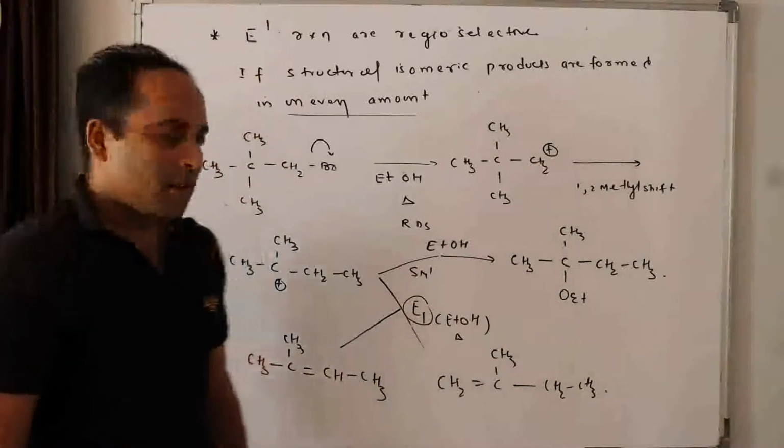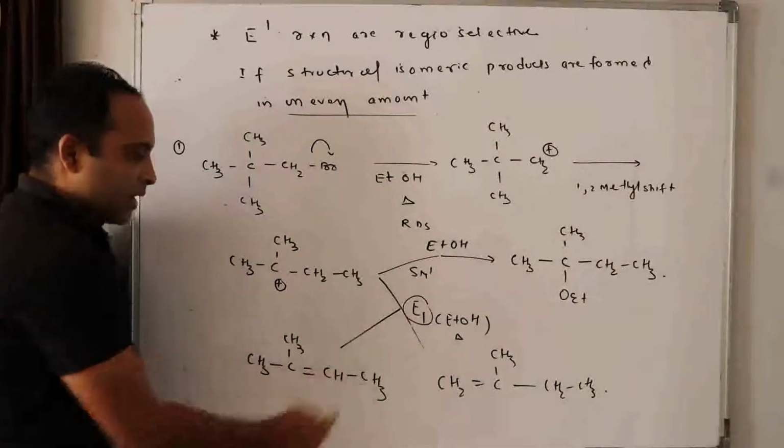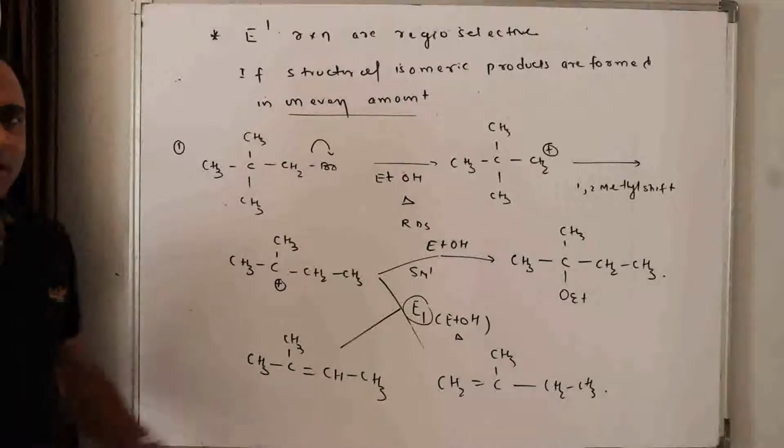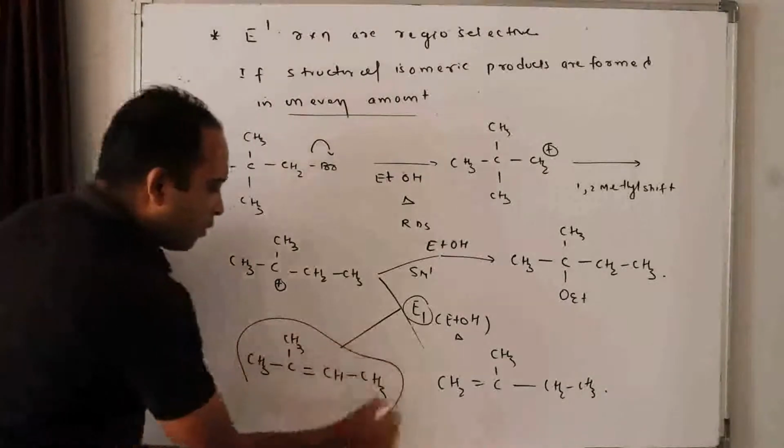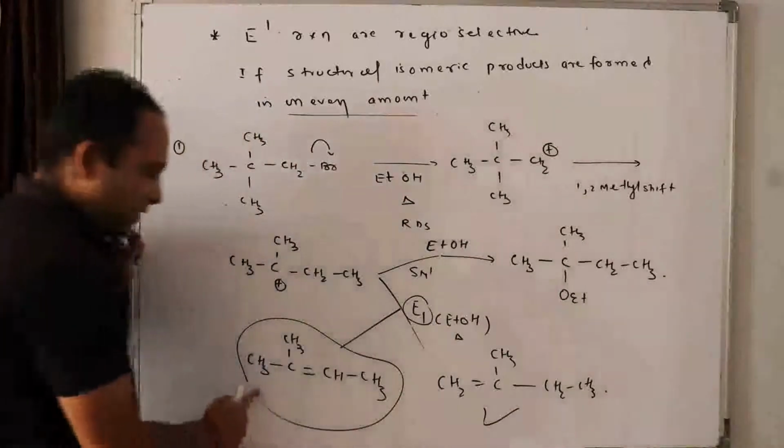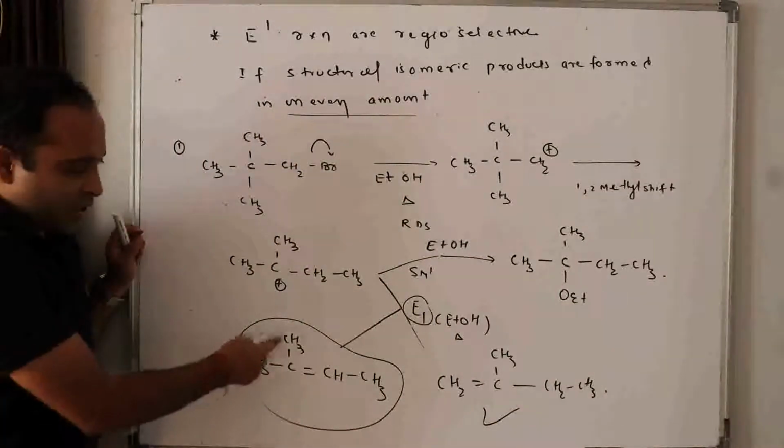3, 4, 5. Isn't it? So here 3, 3, 6, 7, 9 alpha hydrogens. So who is more stable? This one. So this will be formed more than this. Can this be cis or trans? No, because these are similar groups.